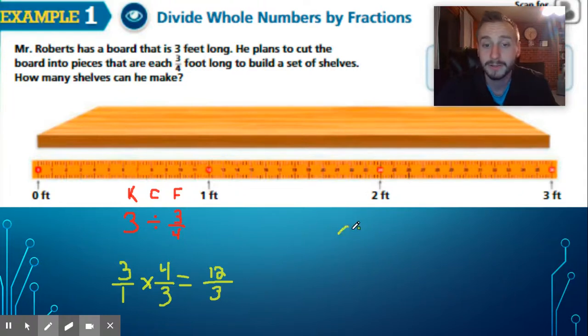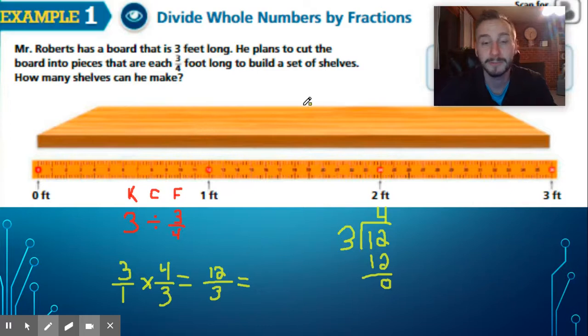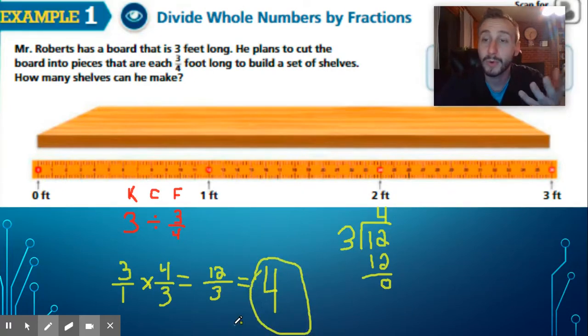And now it's an improper fraction, but it's saying 12 divided by 3. So if we're going to divide 3 into 12, well, 3 times what gives us 12? 4, which is our answer. So the question was saying that Mr. Roberts has this long board here, and if he wants to get 3/4 foot pieces out of it, how many can he make? He can make exactly 4 shelves, and that's your answer. So what we did is we kept the 3 the same, we changed the division symbol, and we found the reciprocal of 3/4, which was 4/3, and then you just multiply like normal.